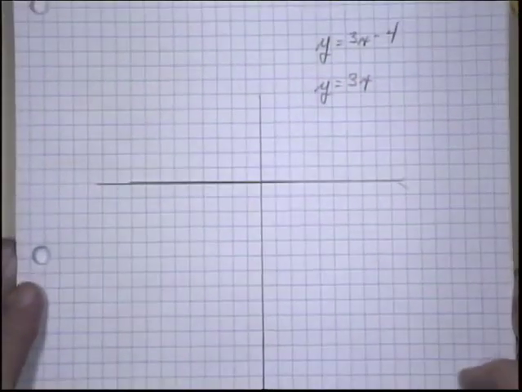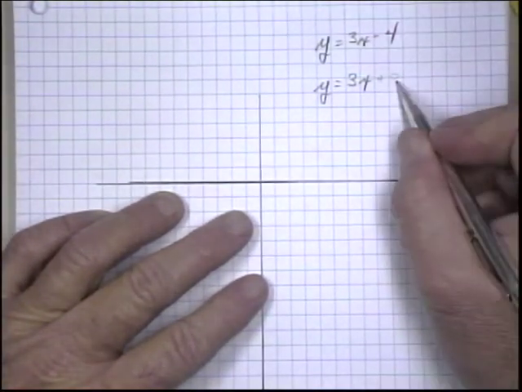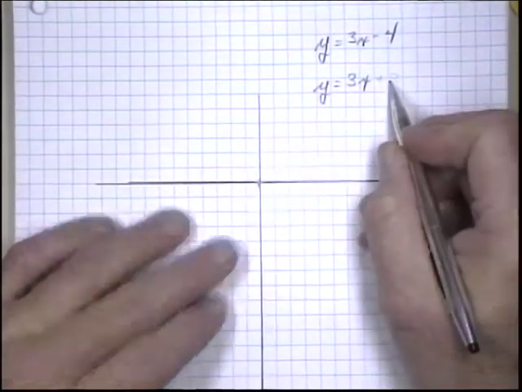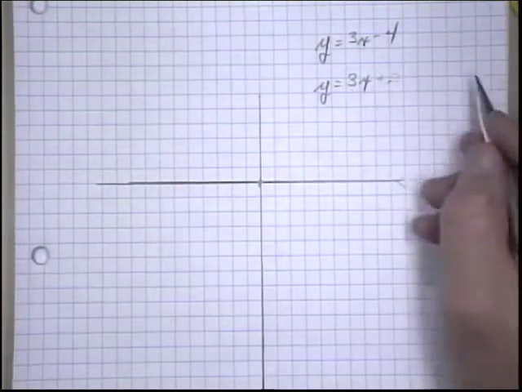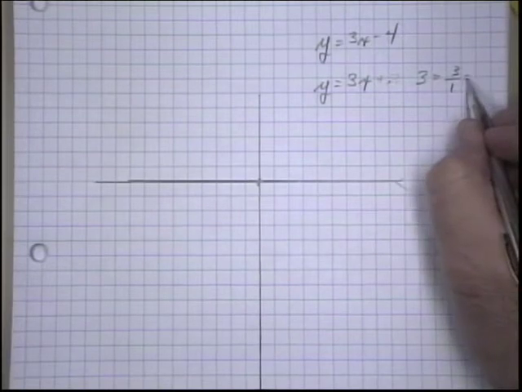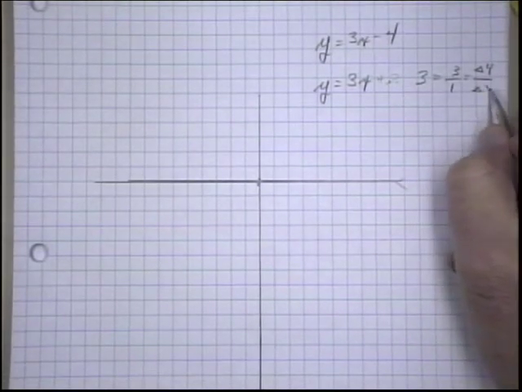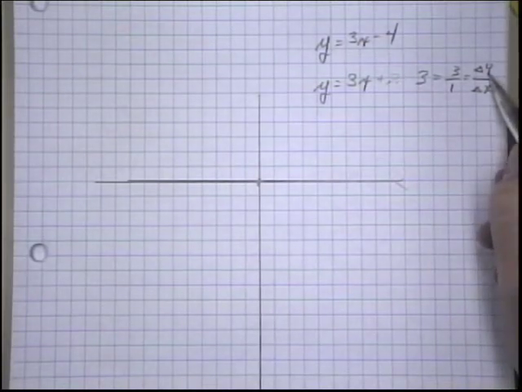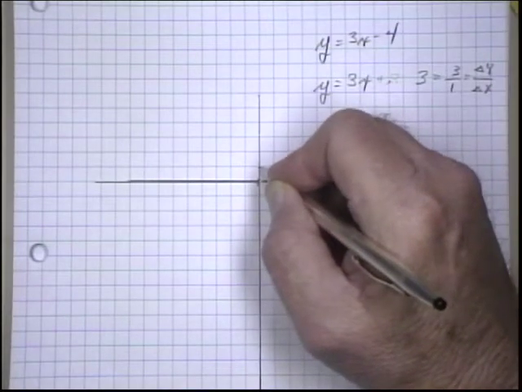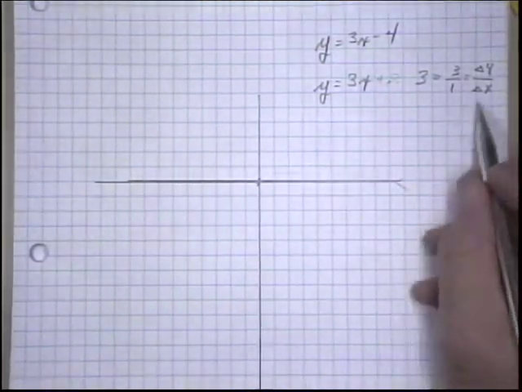So let's do the 3x first. The intercept here is 0. So this is the point on this line, and the slope is 3. Well, 3 is the same as 3 over 1. And this is going to be the change in y divided by the change in x. So the change in y is 3. It's a positive. So we'll go up 3. 1, 2, 3. And we'll go over, the change in x is 1.